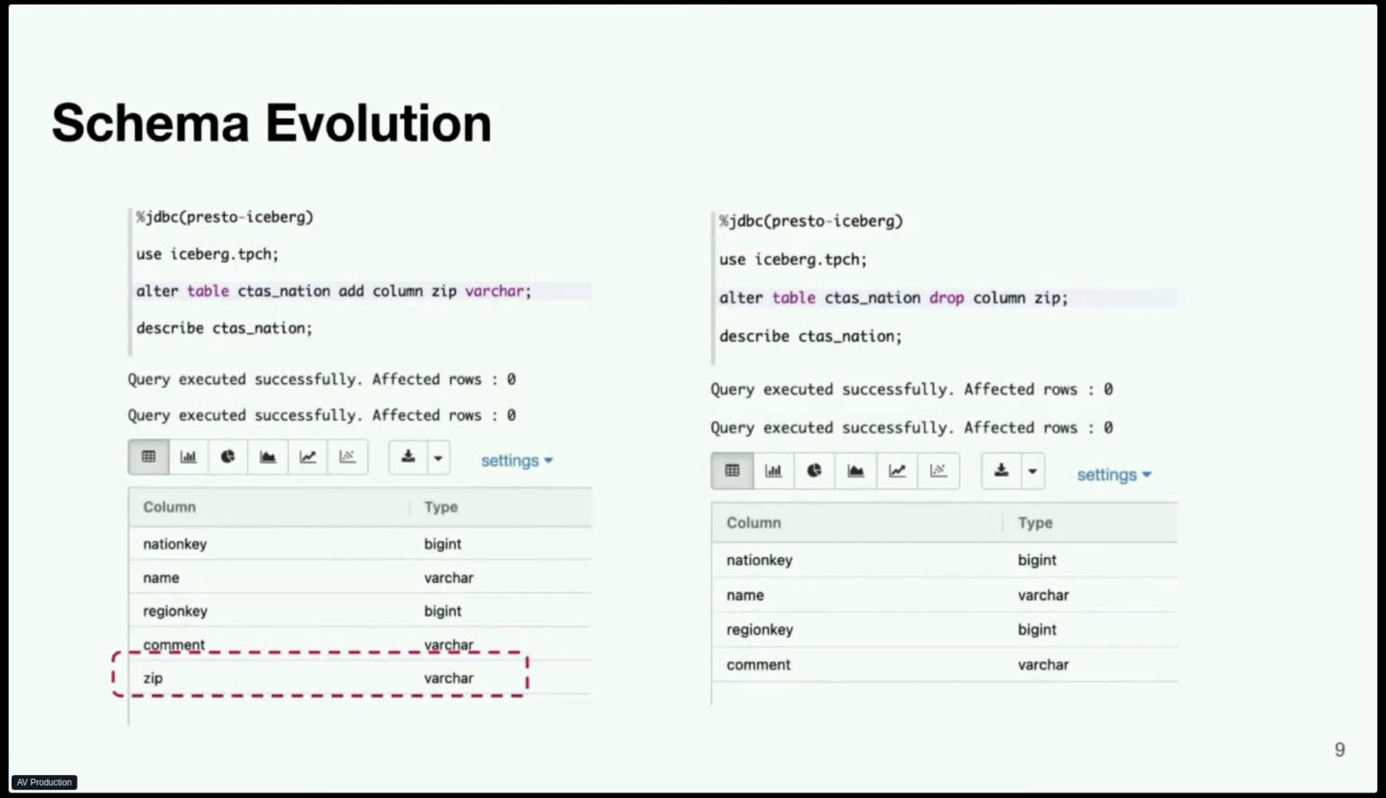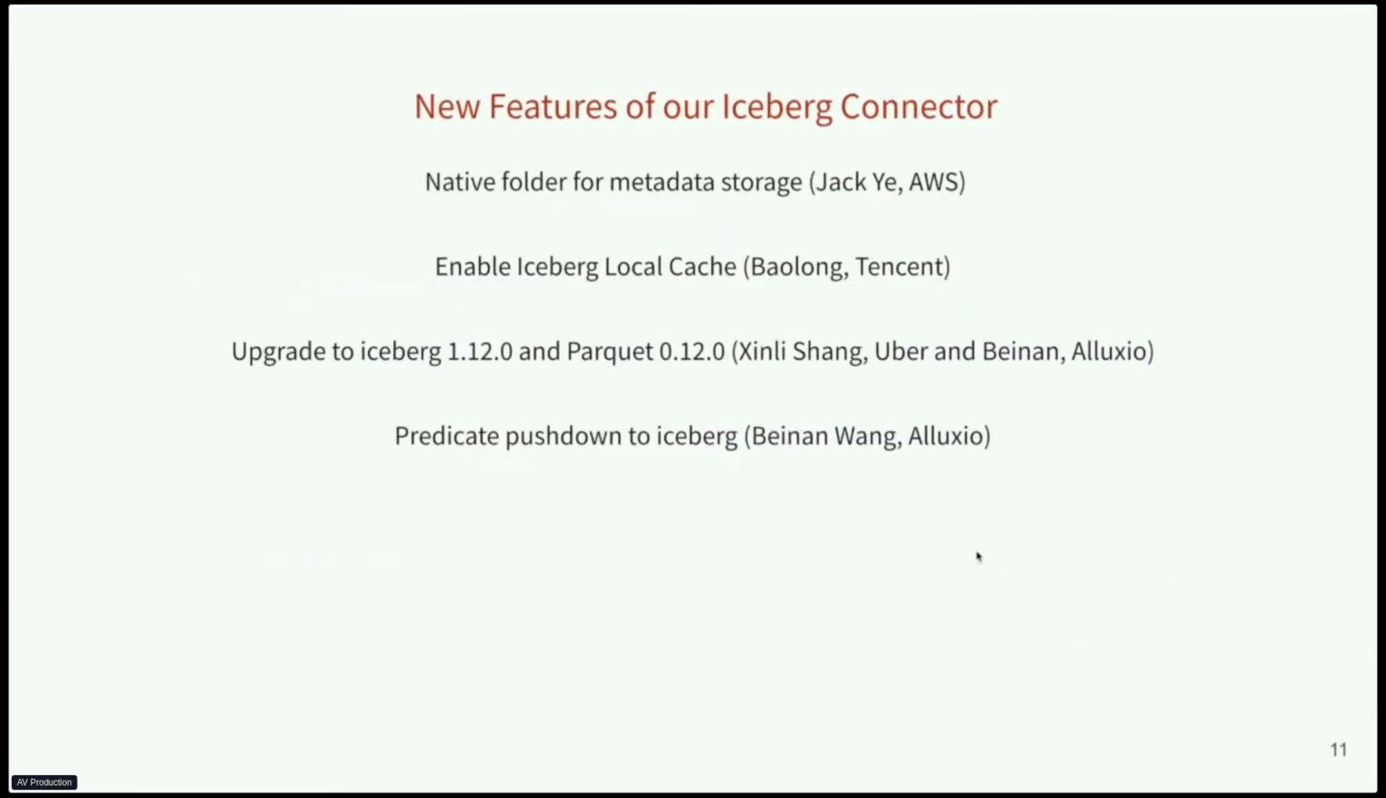In the next section, I would like to introduce Beinan to talk more about the latest features of the Iceberg connector and some internal mechanisms of the latest features. Thank you, Chunxu. I'm Beinan from Alluxio. Today I will share some new features of our Iceberg connector. Most of these features actually just got developed in the last 3 months. Our community, I mean the Iceberg connector community, got much more active in the last 3 months. We can see quite a few engineers from all over the world, from Amazon, from Tencent, from Uber, also from Twitter and Alluxio, joining the contribution.